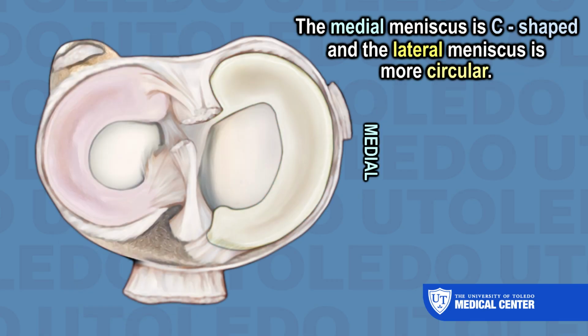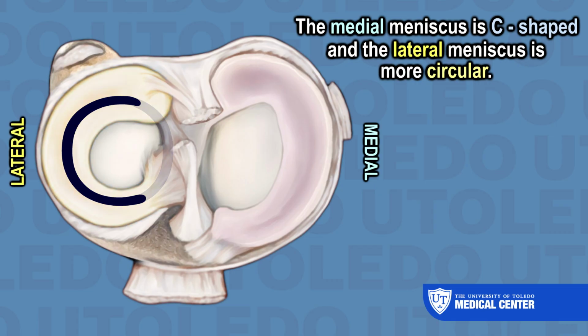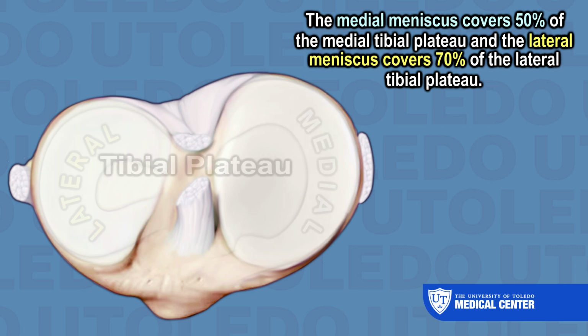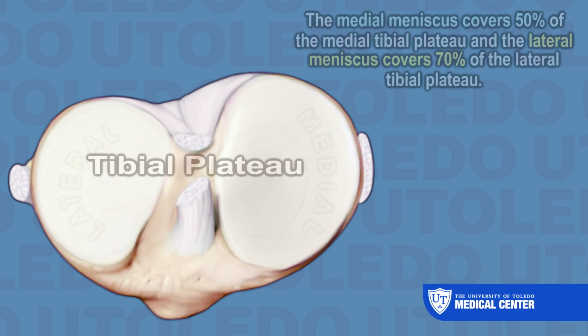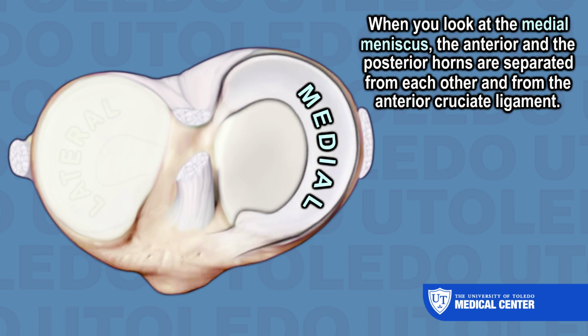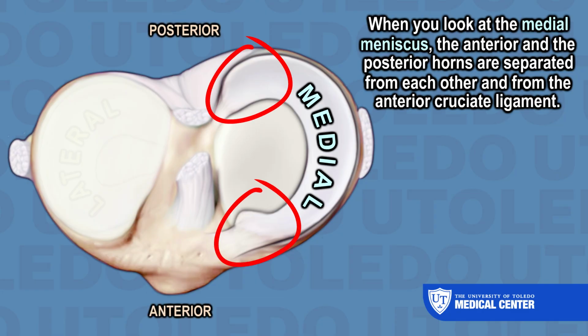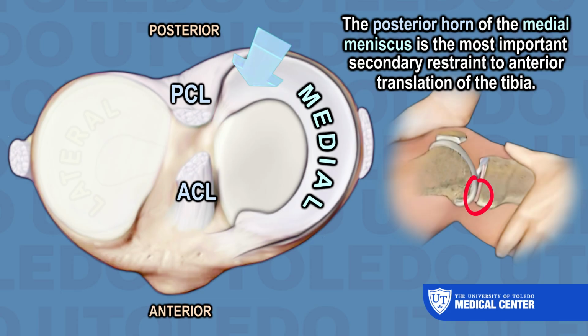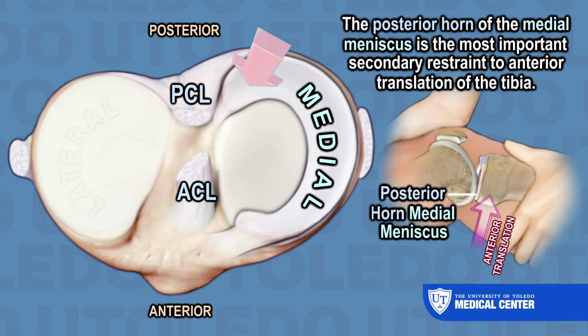The medial meniscus is C-shaped and the lateral meniscus is more circular. The medial meniscus covers 50% of the medial tibial plateau, and the lateral meniscus covers 70% of the lateral tibial plateau. When you look at the medial meniscus, the anterior and the posterior horns are separated from each other and from the anterior cruciate ligament. The posterior horn of the medial meniscus is the most important secondary restraint to anterior translation of the tibia.